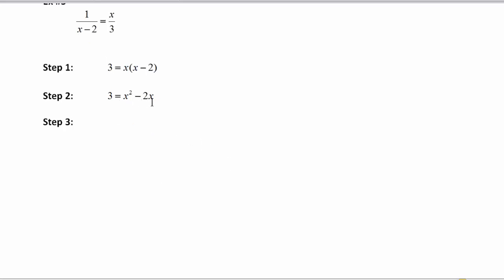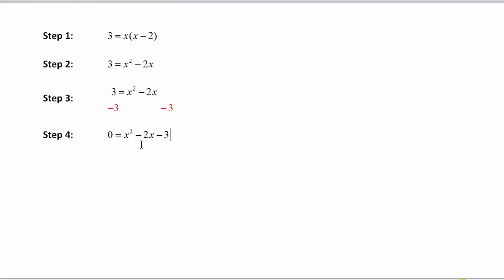Now because of this x squared minus 2x term, I think if I subtract 3 from both sides, we might have a quadratic equation that I can factor. So step 3, I'm going to subtract 3 from both sides. And when I finish, the result will be a quadratic in the form of ax squared plus bx plus c. And again, I think we're going to be able to factor that.